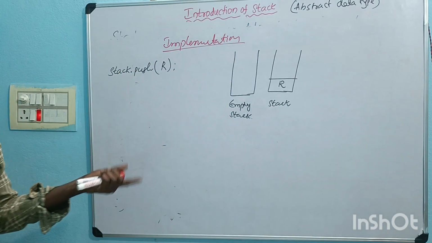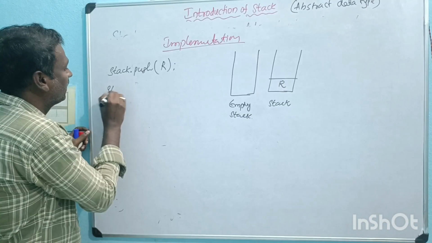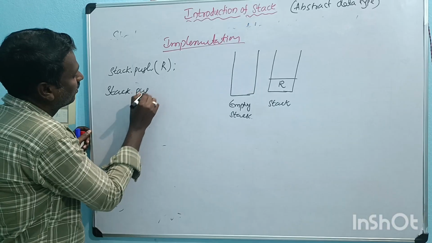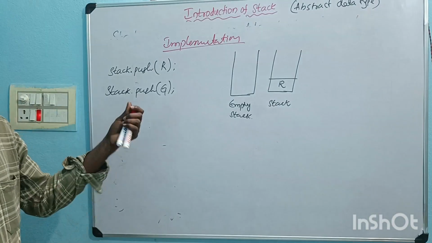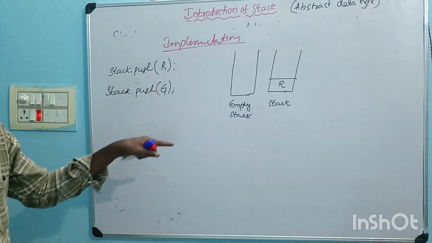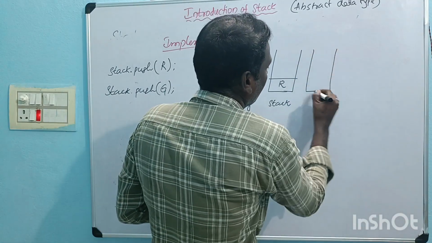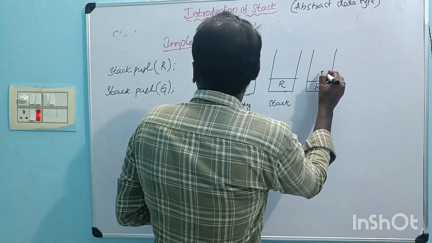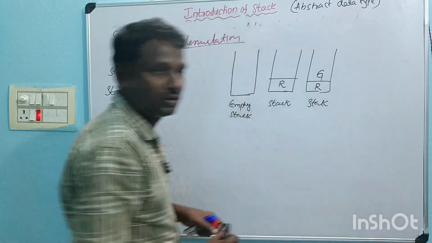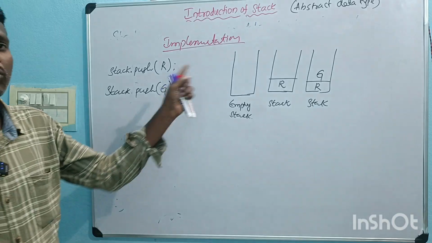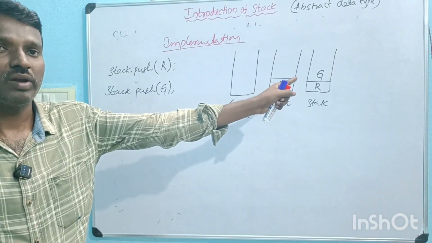So now again I push an element to my stack. At that time we write stack dot push G. After pushing, the stack will be updated. I draw the updated stack, R and G. After completion of the pushing, the stack is updated, so R and G elements are available in my stack.